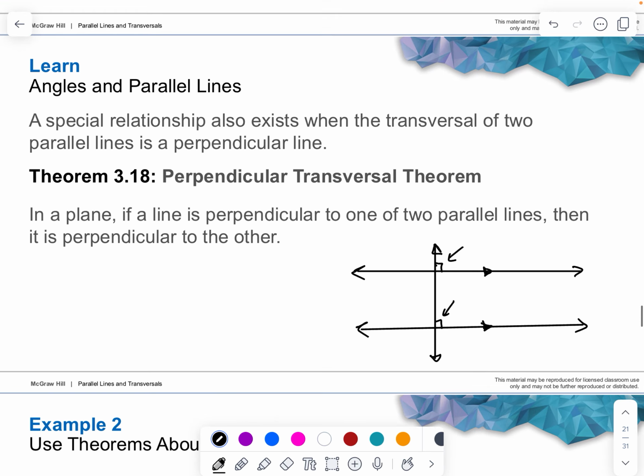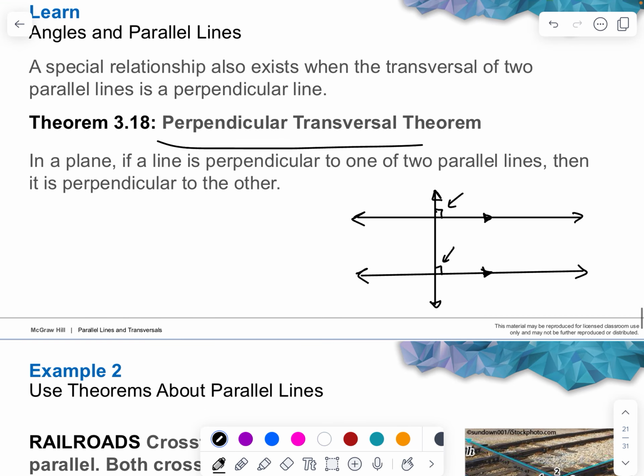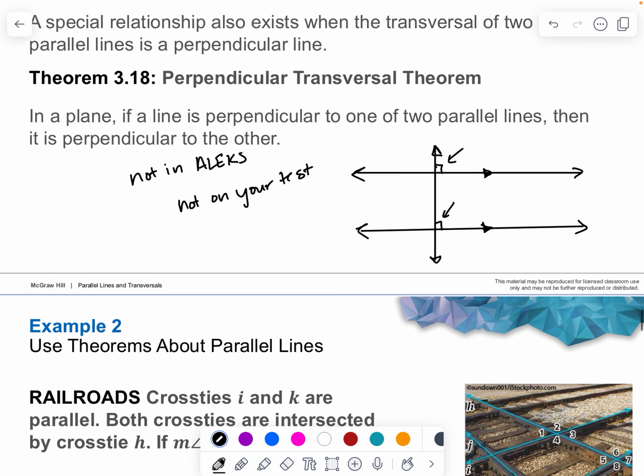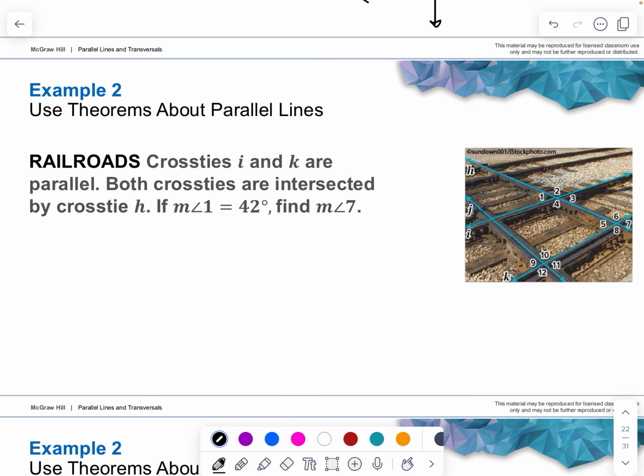Okay. So this particular theorem is not an ALEKS. So we don't use that to prove in proofs. So you can make a note that it's not an ALEKS. You don't need to memorize it. You won't have to use it on tests. Not on your test. Okay. All right, let's move on.